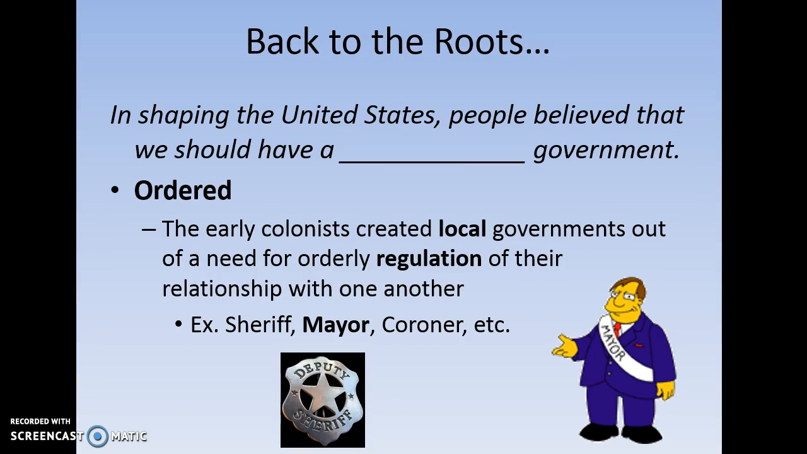Now we're going to talk about a few different things that people believe should be qualities of the government. In shaping the United States, people believed that we should have an ordered government. By ordered, they mean that early colonists created a local government out of the need for an orderly, regulated system of interacting with one another. So you have a sheriff, a mayor, a coroner, everybody has a job that's spelled out really easily.